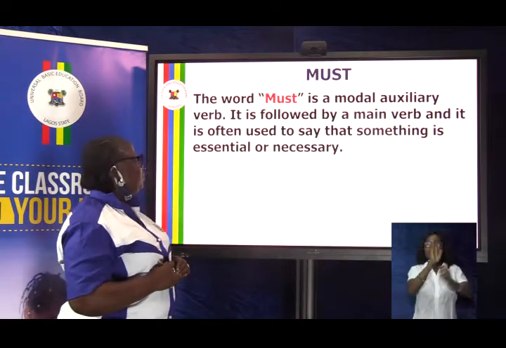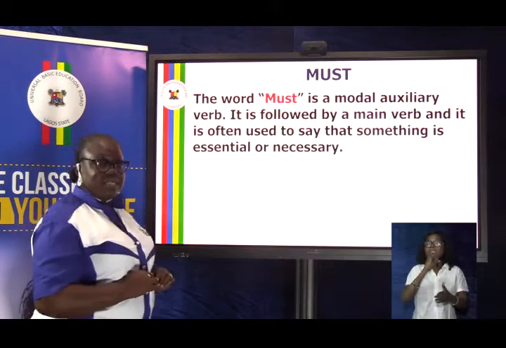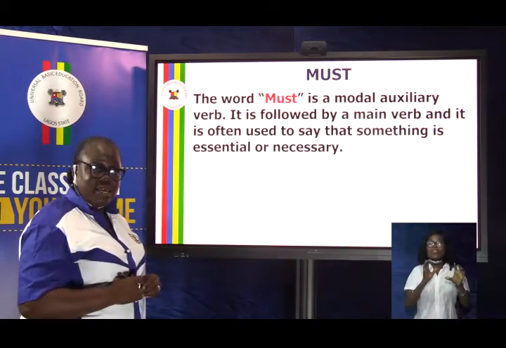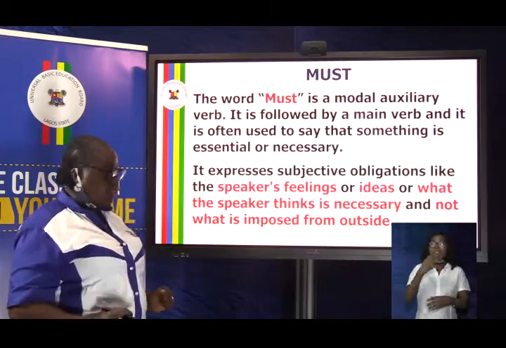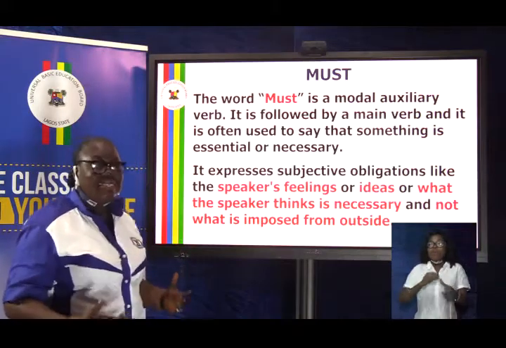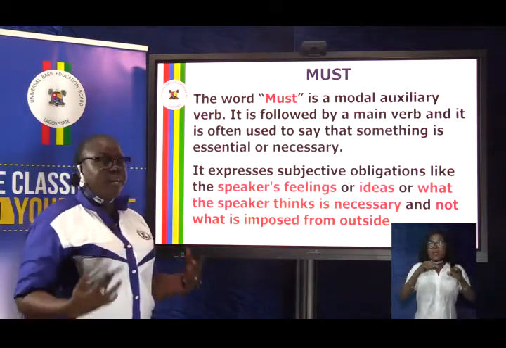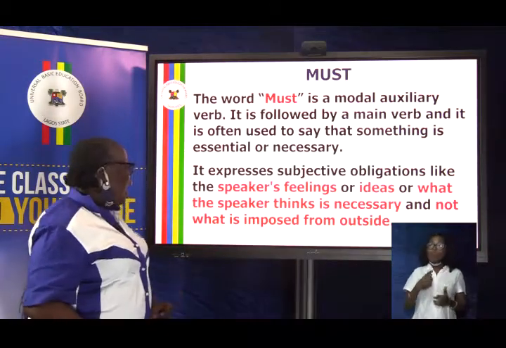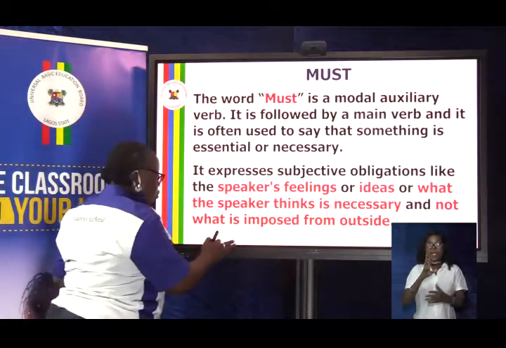It is followed by a main verb, and it is often used to say that something is essential or necessary. When you have the word must in a sentence, it is telling you that the action, the verb in that sentence, is essential or necessary. It expresses subjective obligations, like the feelings or ideas of the speaker, or what the speaker thinks is necessary, and not what is imposed from outside, like a rule.